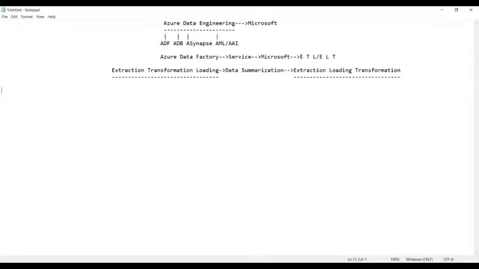Whereas between the clouds and on-prem, so what do you mean by on-prem? On-prem is nothing but on-premises. It stands for on-premises. Okay, everyone, are you able to hear me?